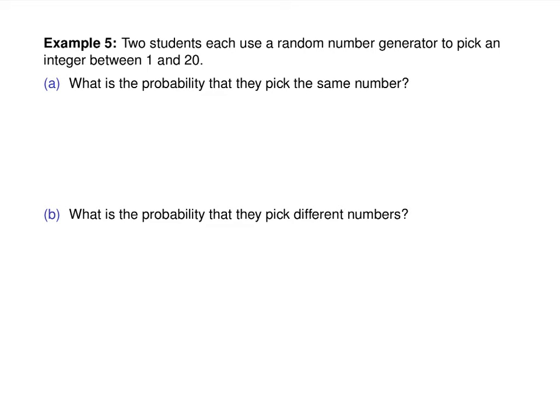Okay, this one's a bit tricky. I did it wrong myself until I thought about it more, so let me see if I can explain it. Two students use a random number generator to pick an integer between 1 and 20. What's the probability that they pick the same number? And here is what it's not. It actually isn't 1/20th times 1/20th. I know this is weird, but the reason is that, say you can pick 1 and 1, you can pick 2 and 2, you can pick 3 and 3, etc., 4 and 4, 5 and 5, and 20 and 20.